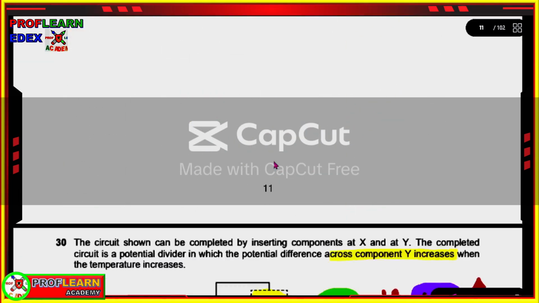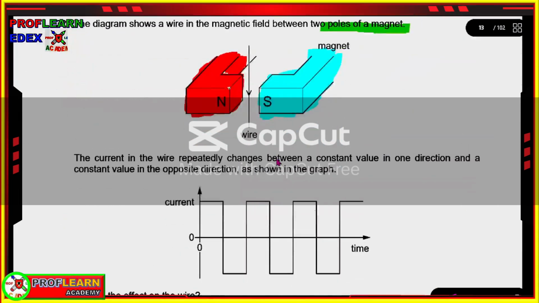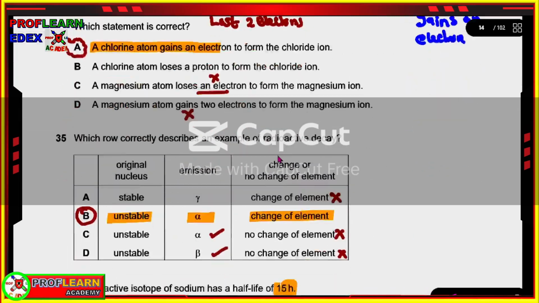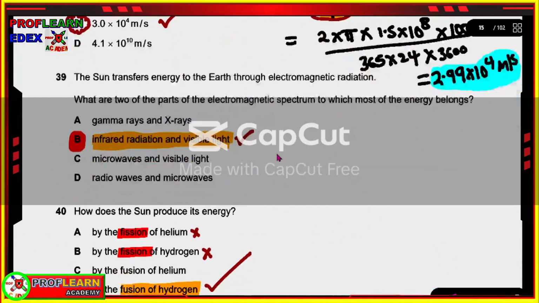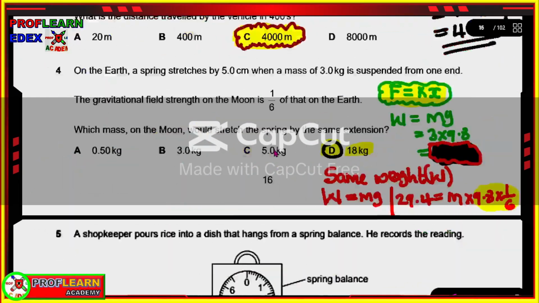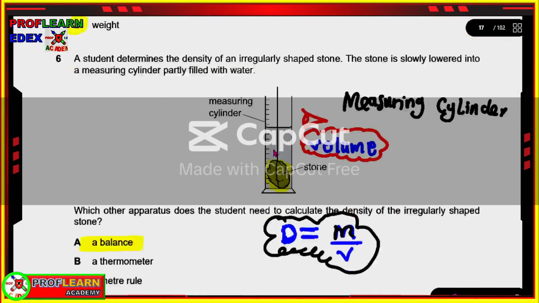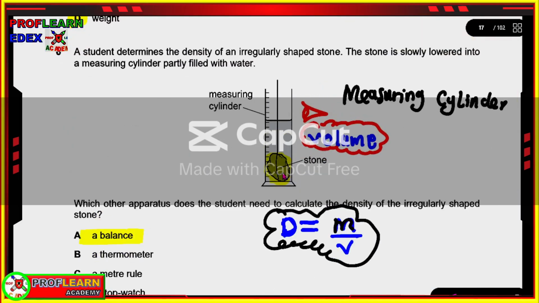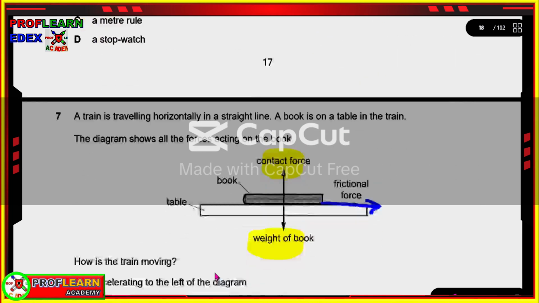And we started by looking at this section here, where we were asked which apparatus the student needs. What you were supposed to remember is that density is equal to mass over volume. But since the measuring cylinder measures volume, then we need a balance in order to measure the mass.